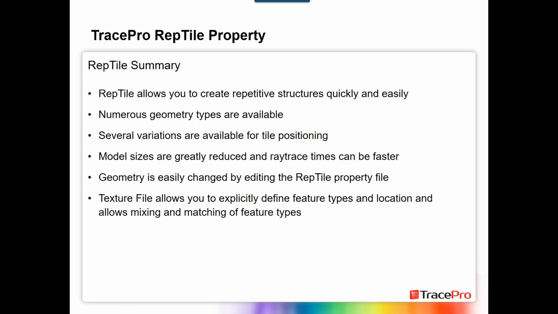So to summarize RepTile, it allows you to create repetitive microstructures quickly and easily. Numerous geometry types are available. There are several variations available for tile positioning: staggered rectangle, rectangle, hexagonal. Model sizes are greatly reduced, and ray trace times can be faster. Geometry is easily changed by editing the RepTile property file. And then the texture file allows you to explicitly define feature types and location, and allows for a mixing and matching of feature types.